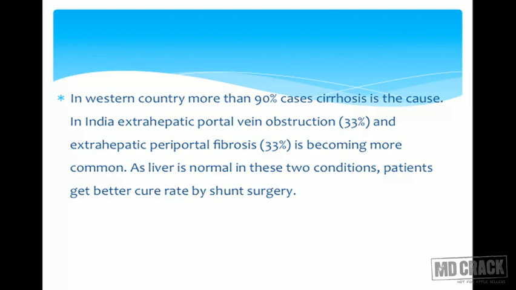This is becoming more common. As the liver is normal in these conditions, patients get better care by shunt surgeries. So when your liver is normal, there is abnormality only in this system. If you can divert this system to the other side by shunt surgery, patients get a better survival rate.